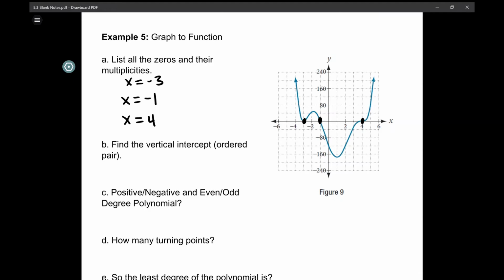Let's look at x equals -3. Remember, it comes down and it goes back up, so we know it has to have even multiplicity. I mean, it could be a 4, but we're just going to put the smallest number down, so we're going to say multiplicity 2. If we look at -1, it looks linear. It looks like a line through there, so that's going to be multiplicity 1.